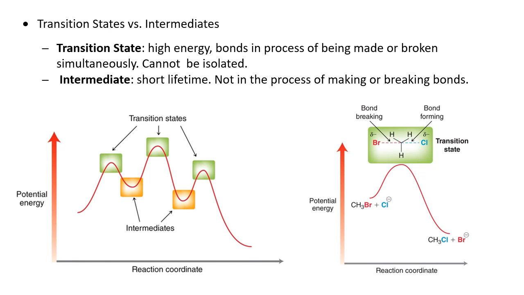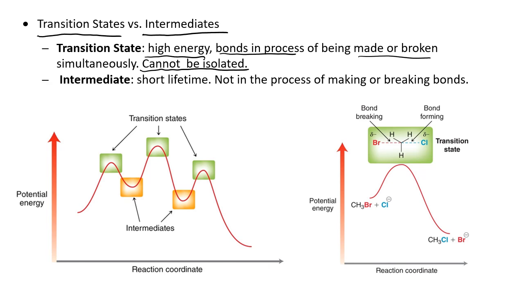And the last thing we'll discuss in terms of reading energy diagrams is when we're looking at a diagram, we need to be able to identify a transition state versus an intermediate. A transition state is simply a high energy species. The bonds are in the process of being made or broken, and you cannot isolate this, meaning you can't separate it out through some physical separation method.